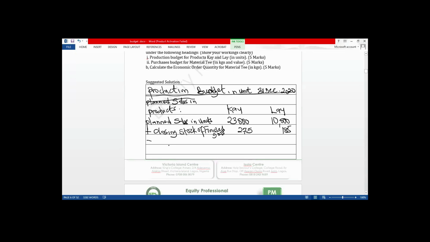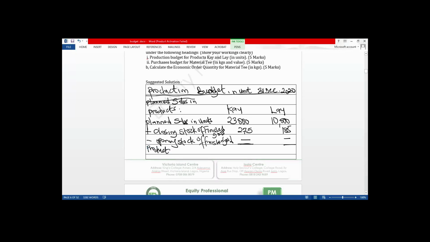Then minus opening stock of finished goods. In this question, we are not given the opening stock. This becomes nil. You can now add up. This will give you the production budget before rejects. No, we have not added rejects.